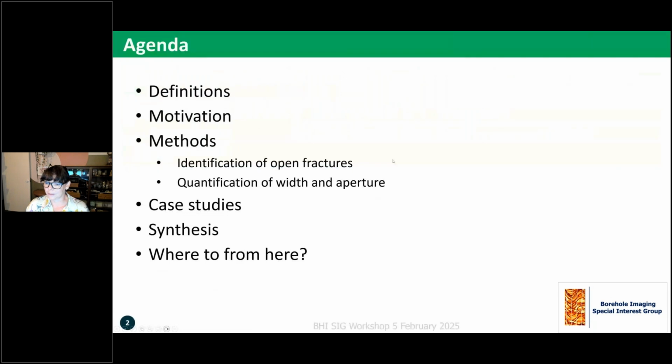Alrighty, let me see if I can get this pointer. Right, so this is a general outline. We're going to start making sure that we speak the same language. We cross lots of time zones and lots of disciplines. So we'll start with a couple of definitions and talk about why we might care about aperture or width. We'll have a look at the methods that I've been using. I would love to hear from the community if there's anything else. And we'll look at some case studies from geothermal and from natural hydrogen, and then we'll wrap up from there.